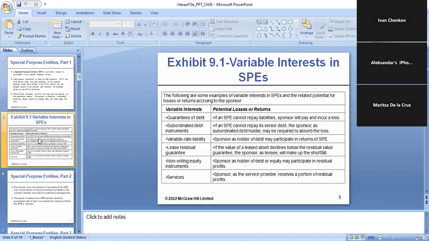So those are the variable interests for the special purpose entity. They can obtain the guarantee of the debt, subordinated debt instruments, variable rate liability, lease residual guarantee, non-voting equity instruments, and services.